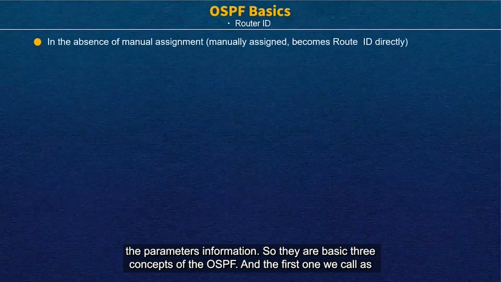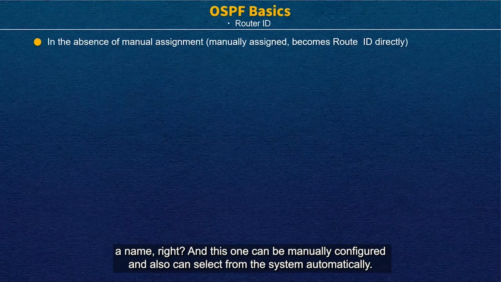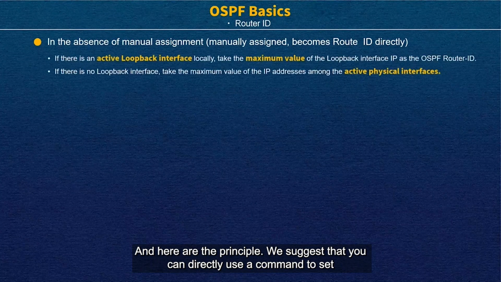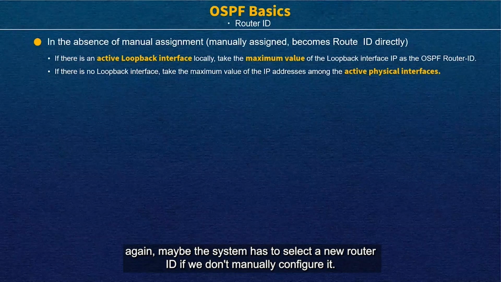The first one we call the router ID. The router ID is very important. When you use the OSPF protocol, we need a name, right? This can be manually configured and can also be selected by the system automatically. As a principle, we suggest that you directly use a command to set the router ID, not have it selected by the system, because maybe in the future your router restarts, and we may have to select a new router ID if we don't manually configure it.